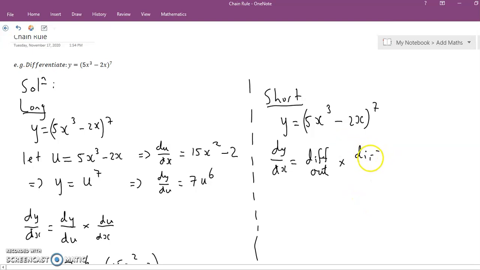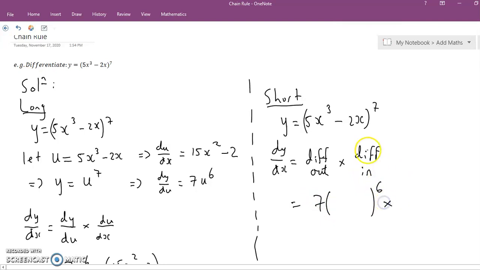Alright, the differential of the inner or the core function. So what is the outer function here? The outer function is, ignore what is inside the brackets. Alright, I have the brackets here. How do you differentiate something to the power of 7?